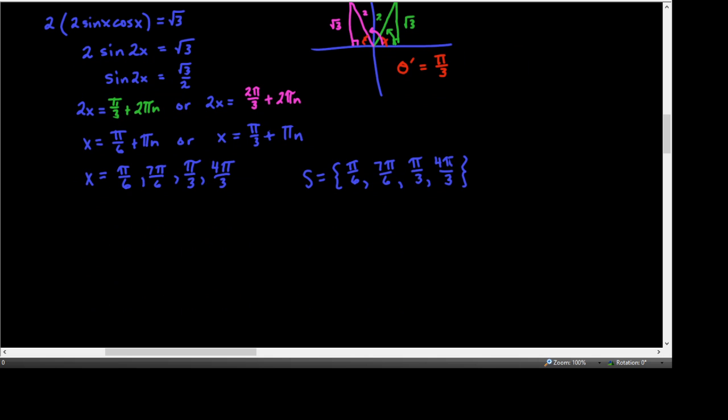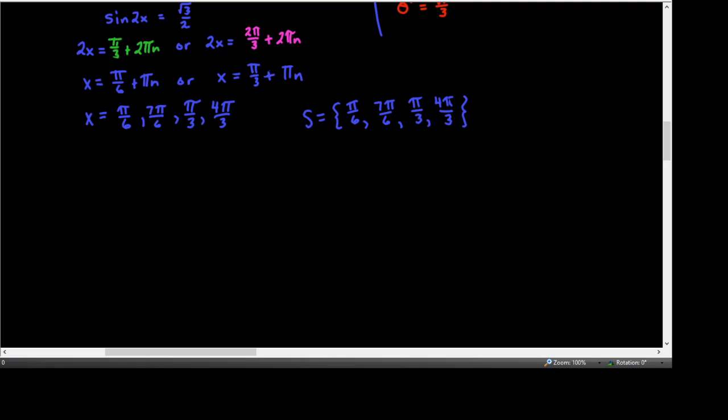Okay, let's see. Let's do another one. Tangent of 3x is equal, oh, I'm sorry. I didn't read it carefully. Tangent of 3x plus secant of 3x equals 2 over the interval 0 to 2 pi.